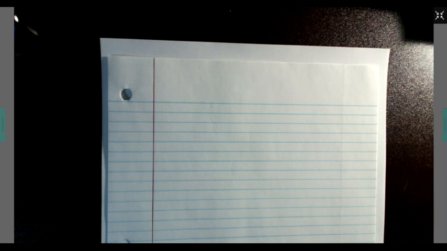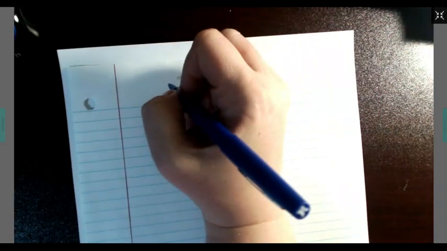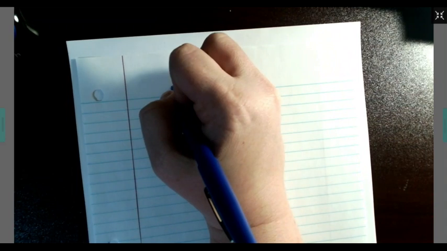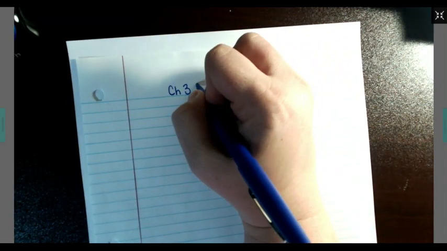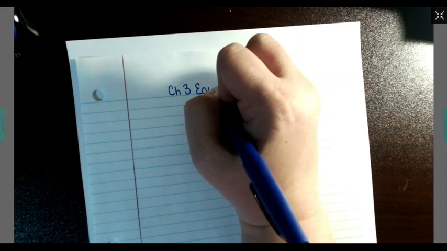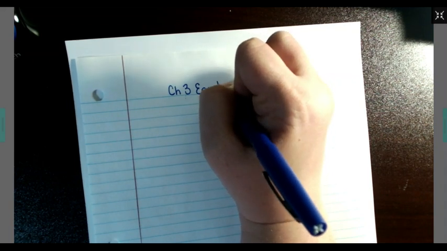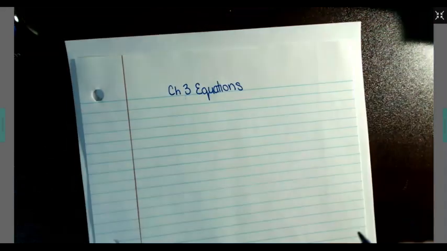All right, today we will be covering average monthly expenditures, lesson 3.1. The first thing we're going to do, as always, is start off by putting our equations down. So I am now creating my new equation sheet for chapter 3. Chapter 3 equations.